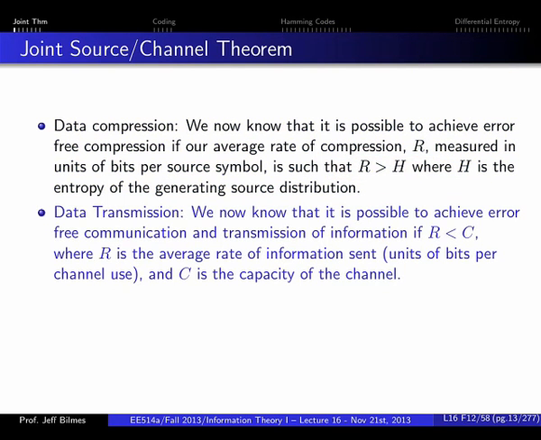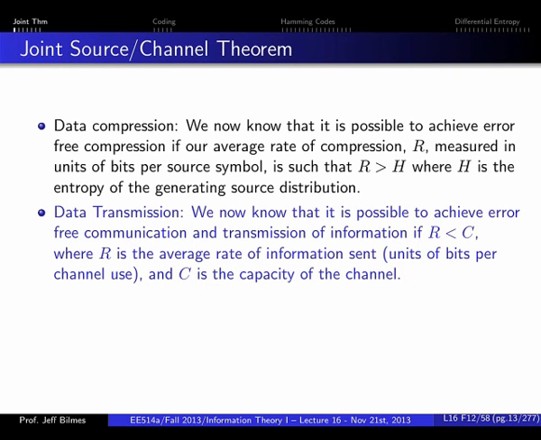And data transmission says that we can achieve error-free transmission as long as we're not trying to communicate at a rate greater than the fundamental capacity of the channel. And in this particular case, the rate is measured in units of bits per channel use. So maybe we can glue these things together, like the bits per source symbol and the bits per channel use.